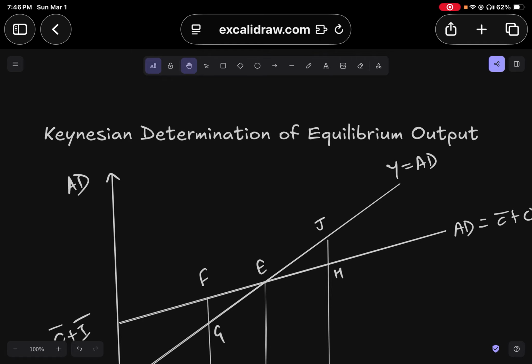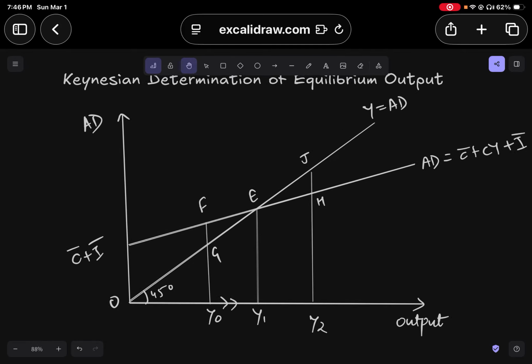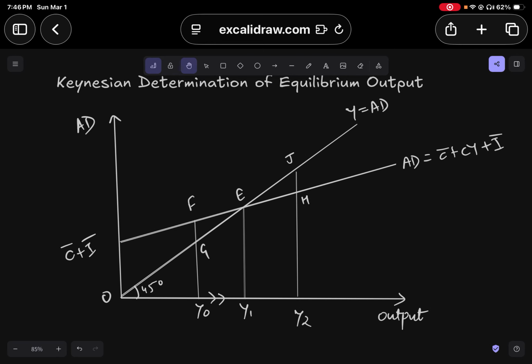Sorry for being late. Now we'll start with Keynesian determination of equilibrium output. So I have already drawn the diagram.